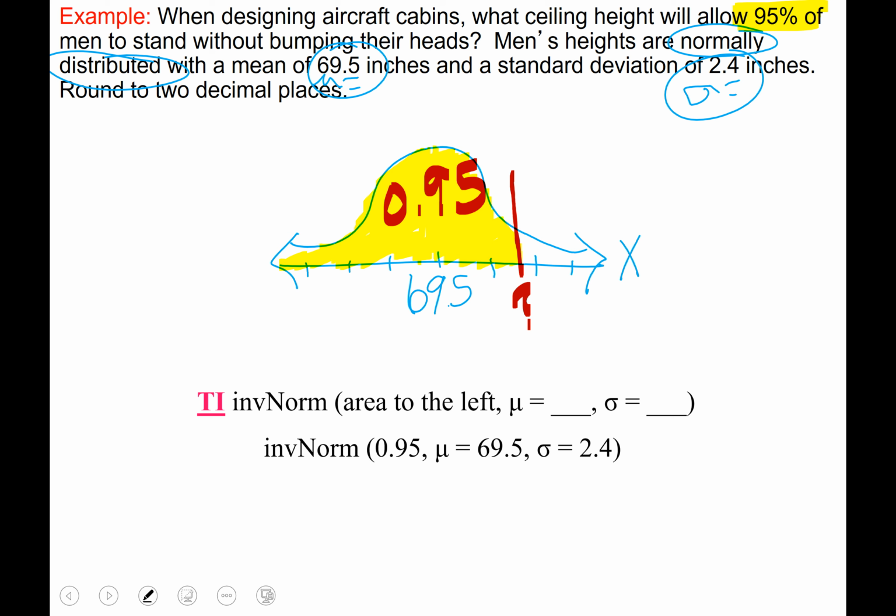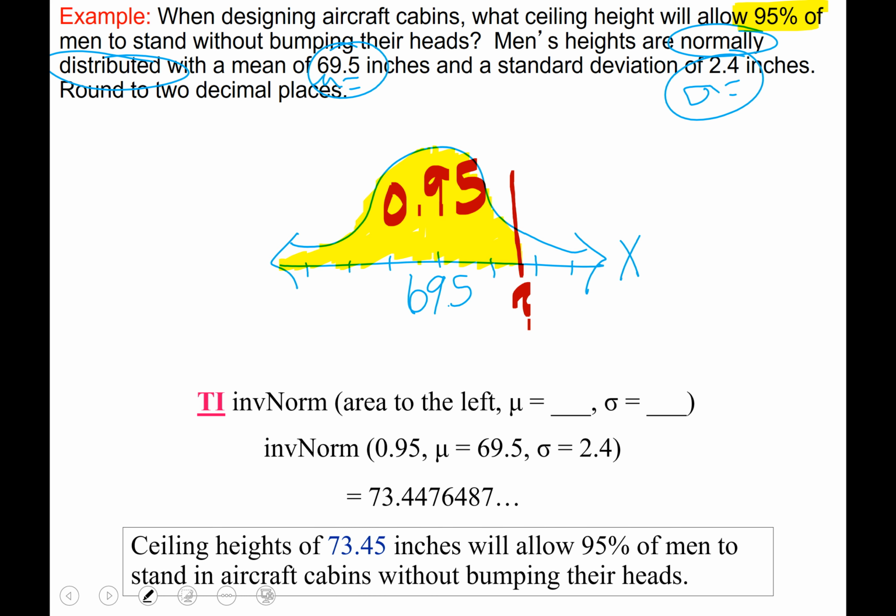It'll look like that when you input all of it, and if we ran that correctly, we'll get 73.4476487 and so on. So accurate to 2 decimal places, we would need ceiling heights of 73.45 inches to allow for 95% of men to stand in a certain aircraft without bumping their heads.